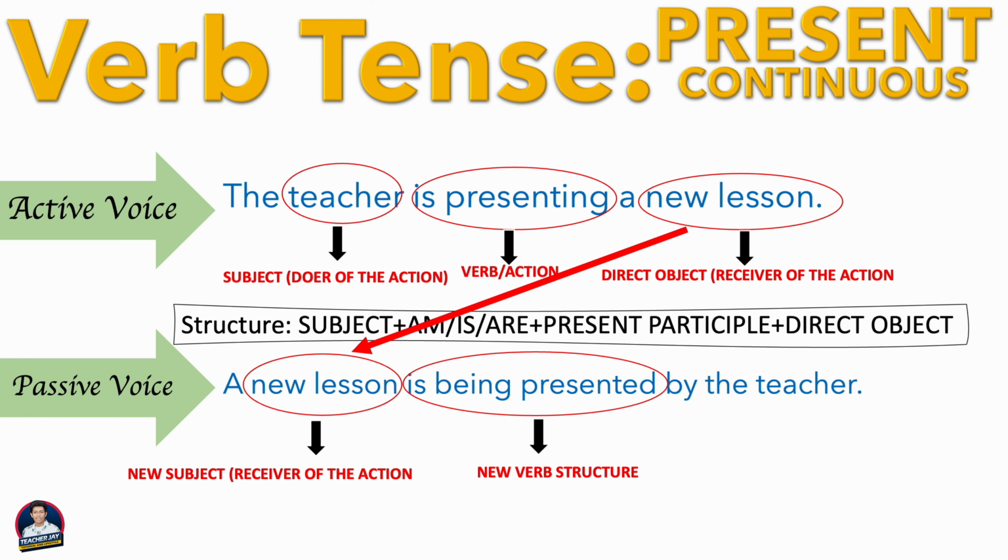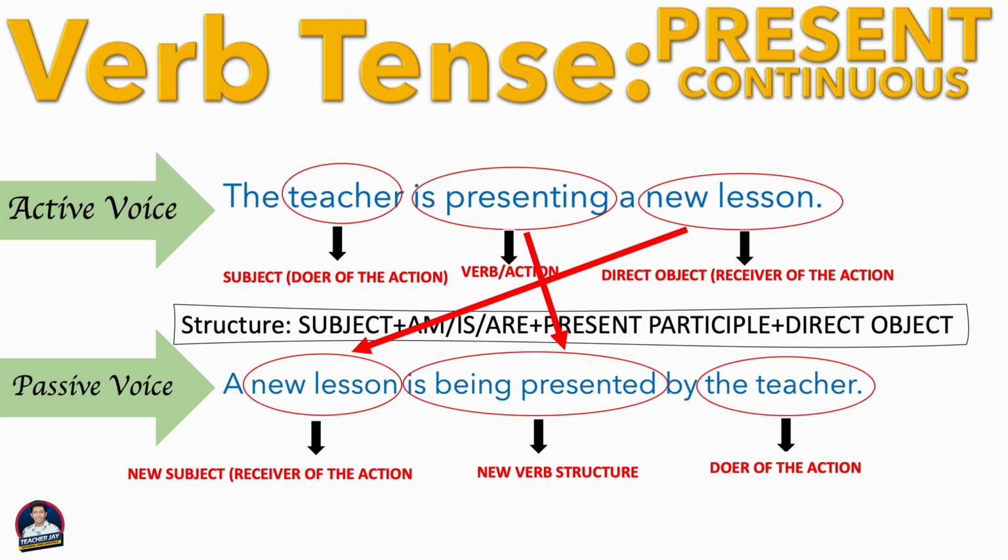And we also have a new verb structure here. From is presenting earlier, it becomes is being presented. So linking verb is plus the word being and the past participle form of the verb present, which is presented. And the doer of the action here, the teacher. As you can see right now, the doer of the action in passive voice is written at the end of the sentence. Earlier in active voice, it was written at the beginning of the sentence. So the subject and the direct object exchanged their places.